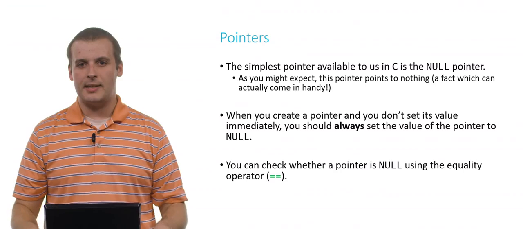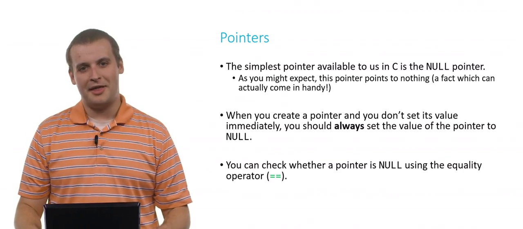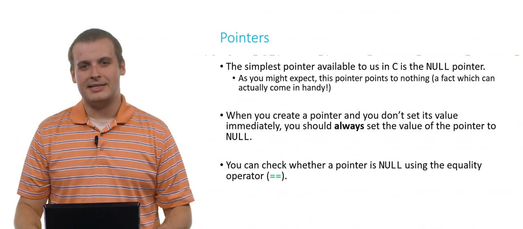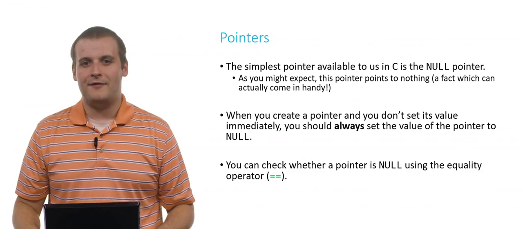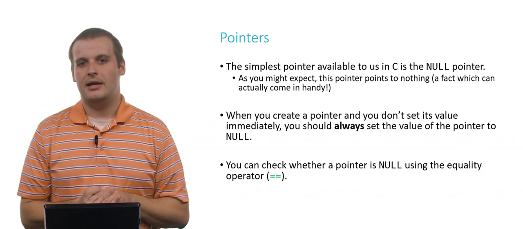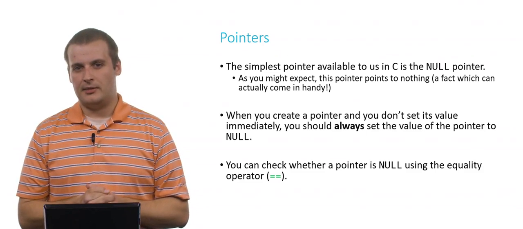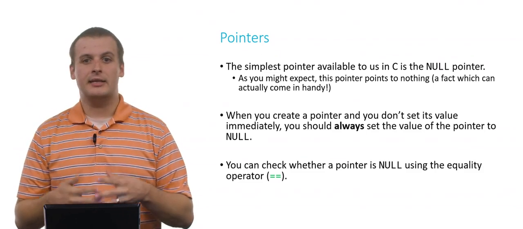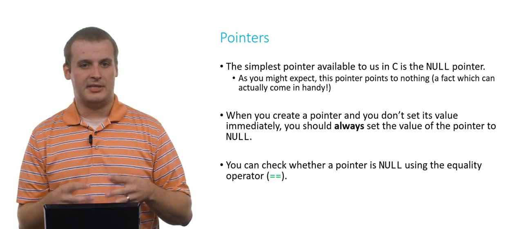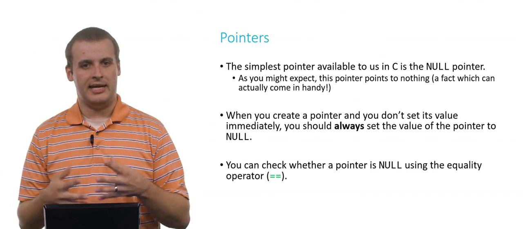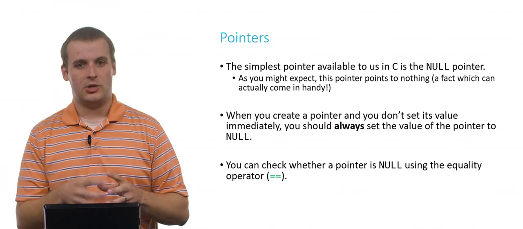So there's a very simple pointer in C called the null pointer. The null pointer points to nothing. This probably seems like it's actually not a very useful thing, but as we'll see a little later on, the fact that this null pointer exists actually really can come in handy. And whenever you create a pointer and you don't set its value immediately, an example of setting its value immediately would be a couple slides back where I said pk equals ampersand k. pk gets k's address, as we'll see what that means. We'll see how to code that shortly.